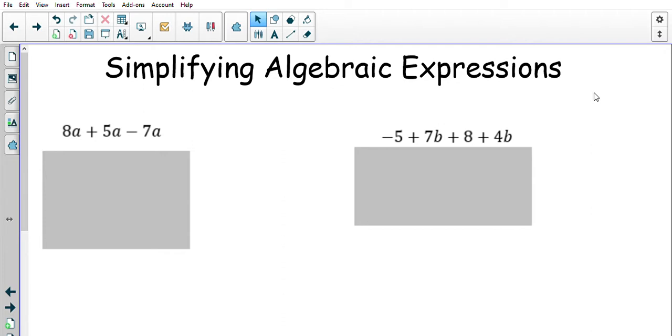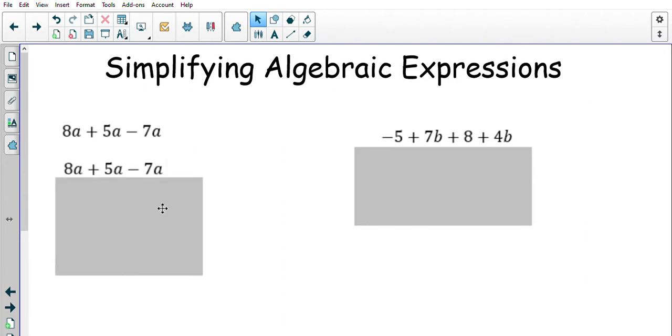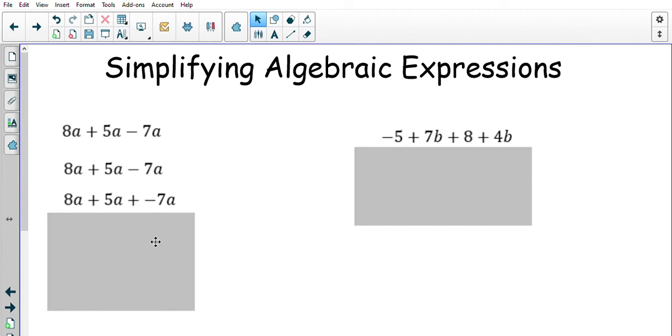So looking at the first example, feel free to pause the video if you need to at this point to try these problems. We're going to start with the first problem, 8a plus 5a minus 7a. So the first thing you need to do for this problem is add the opposite. As I've said multiple times, add the opposite from the very beginning. So this is going to become 8a plus 5a plus negative 7a.